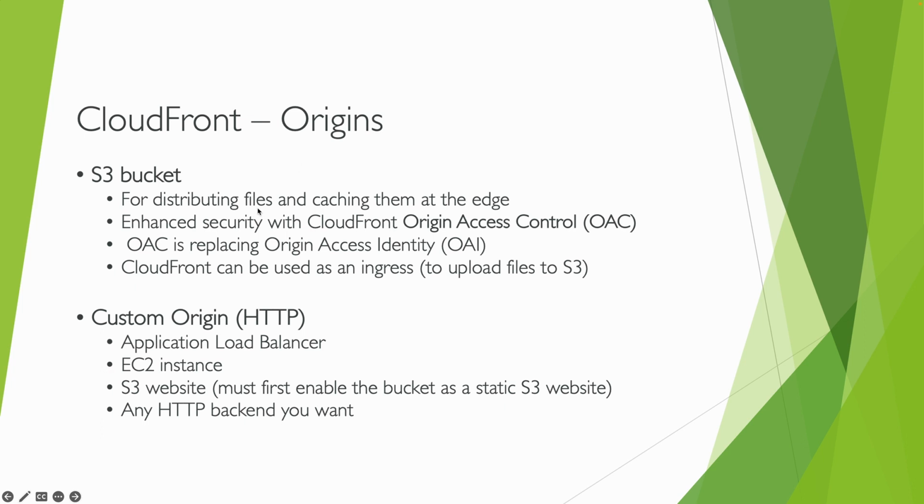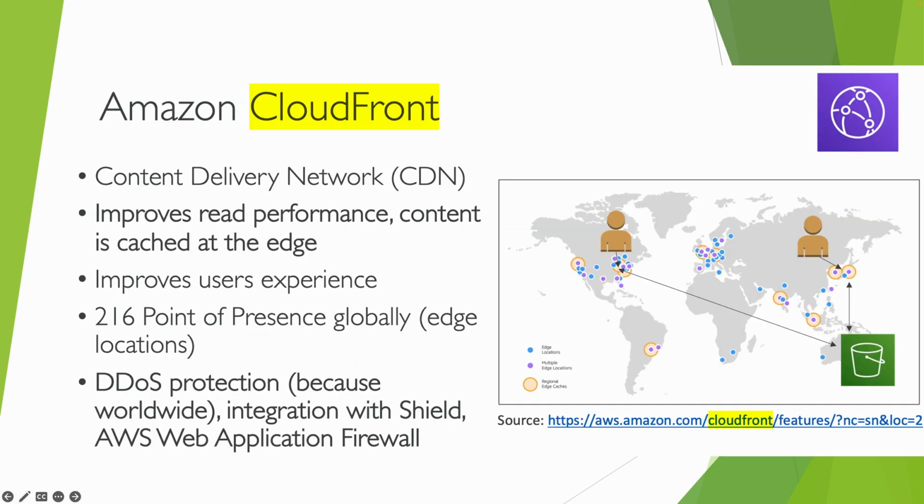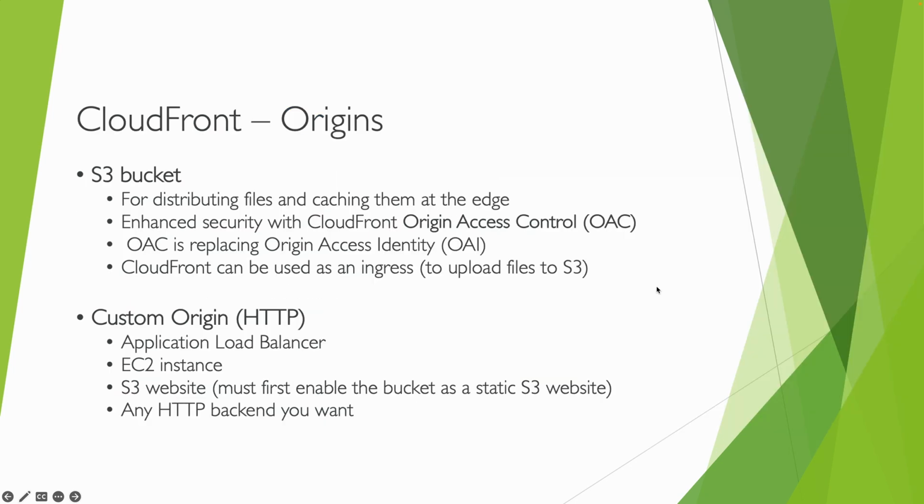This is something we have seen in the previous example. We can distribute the objects in the S3 bucket and cache them in different edge locations, so that the people around those edge locations can get the object from the edge location instead of going directly to the bucket. Okay, and enhance security with CloudFront origin access control. This is something we'll see in the hands-on.